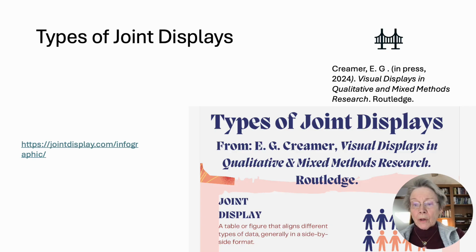So in my book, I explore different types of joint displays and try to make the point that they serve many different purposes. They've been conceived fairly narrowly, but they actually serve different purposes. I have a website on joint displays, and one of the infographics lists, I think, a dozen or half a dozen different purposes that can be served by a joint display.